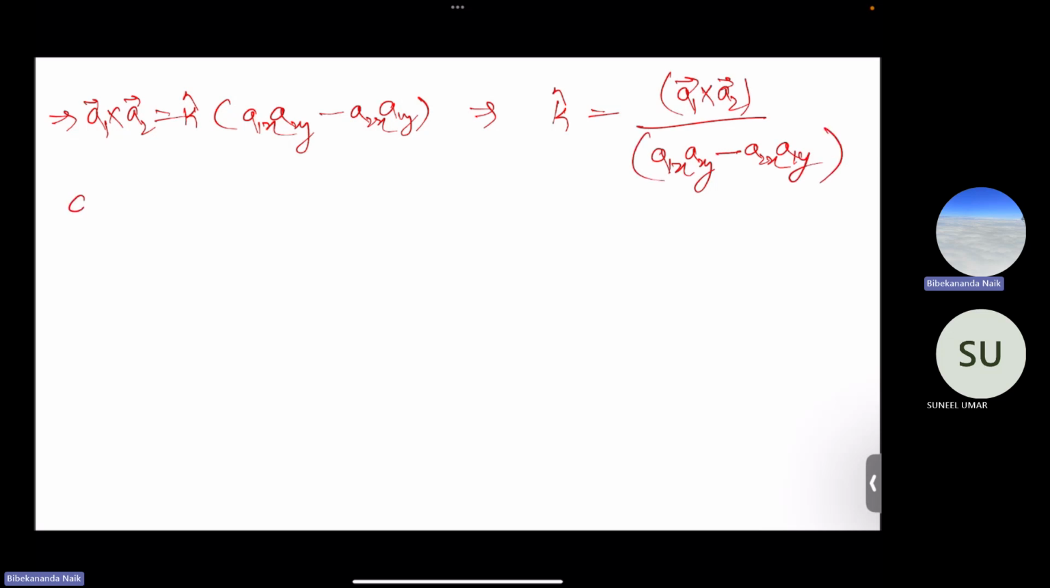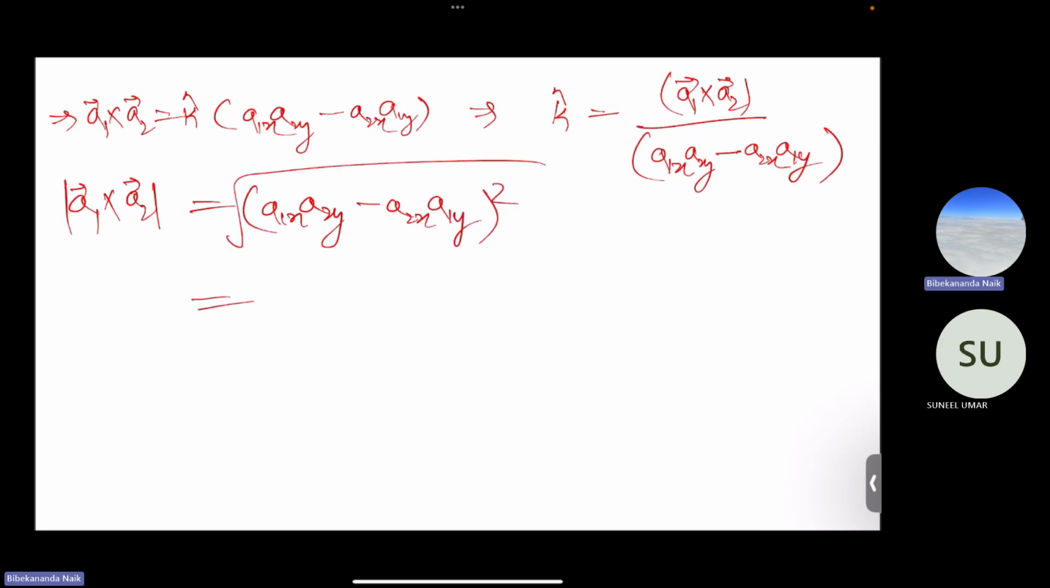Then again, if we calculate the magnitude of A1 vector cross A2 vector, it will be only (A1x A2y minus A2x A1y), that is, the square and root over. So it will again give you the same value, A1x A2y minus A2x A1y.